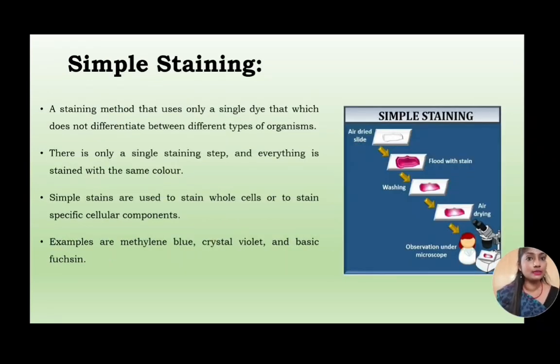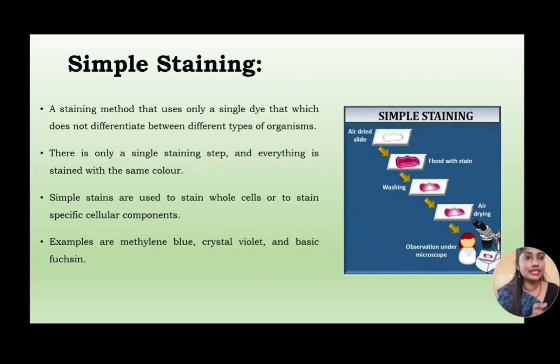Simple staining is a staining method that uses only one single stain, which does not differentiate between different types of organisms. We use only one stain for the entire slide. So this is known as simple staining. It is only a single step and everything is stained with the same color, and it is used to stain either whole cells or specific cellular components. Some examples of simple stains are methylene blue, crystal violet, and basic fuchsin or the safranin stain.